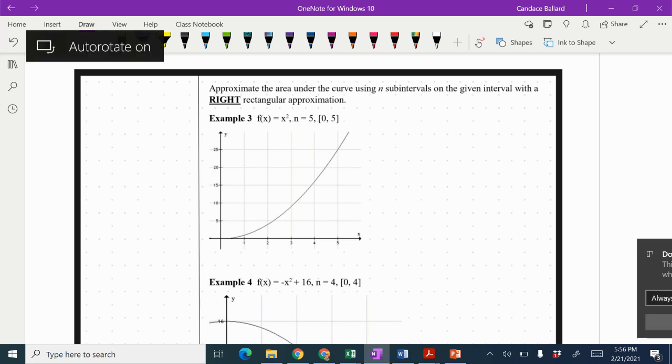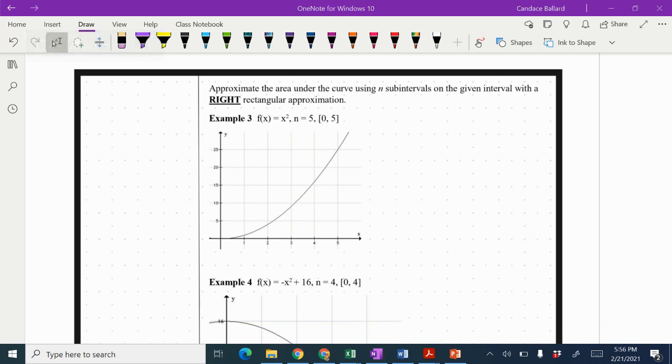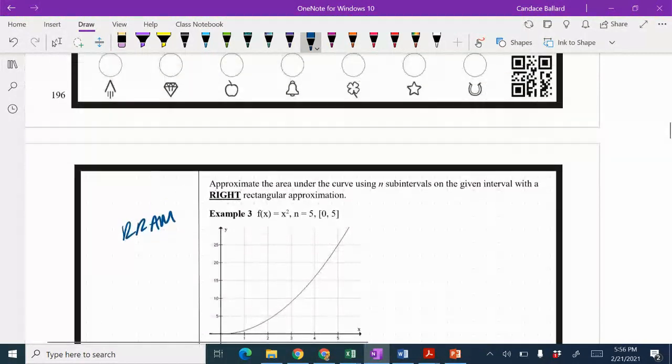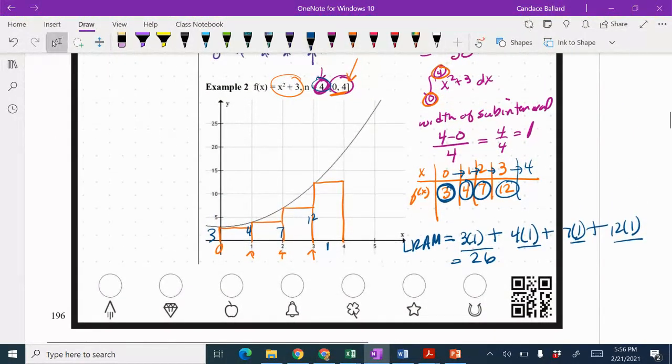In this video, we're going to continue topic 6.1 and 6.2, and we're going to talk about right rectangular approximations, or RRAM this time, is an abbreviation for that. I did miss something in the last example, though. If you'll notice, there's gaps, so we would want to tell you if it's an overestimate or an underestimate, and because there's those gaps underneath the curve, it would be an underestimate.